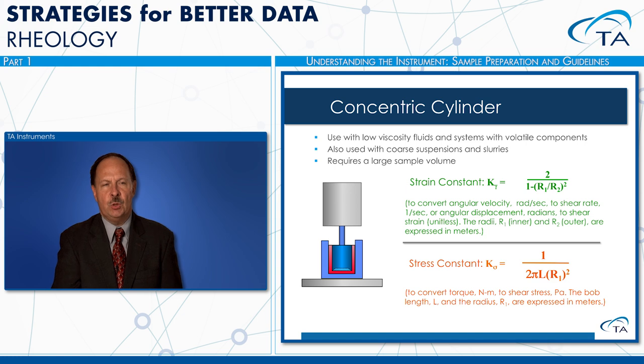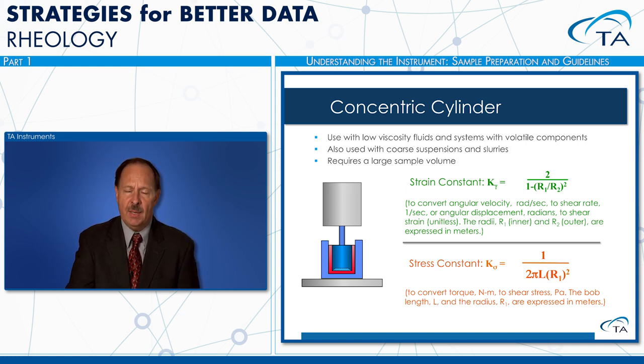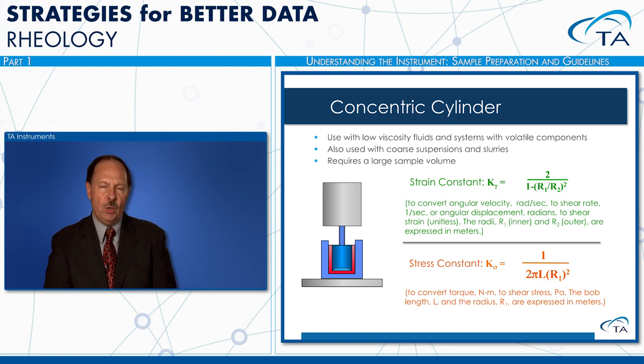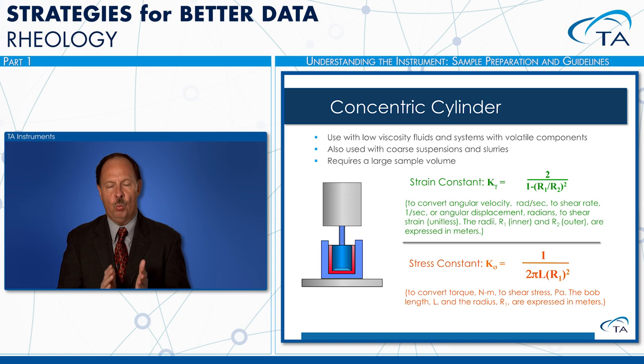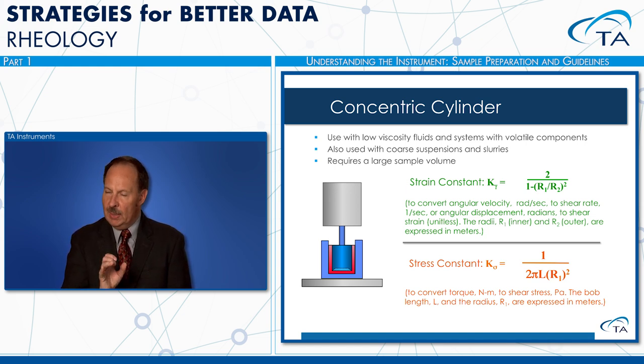So here we've shown the strain constant for the concentric cylinder geometry, as well as the stress constant. And if you are new to the field of rheology, it would be good practice for you to look at the raw data. It would be good to look at the angular velocity data and go through the calculations using the constants that we've given here to make sure that you are getting the shear rate in our software that you are calculating manually. And do that for the stress as well. Look at your torque, multiply it by this stress constant, and verify that is the stress that's being given to you in the data table from our software.